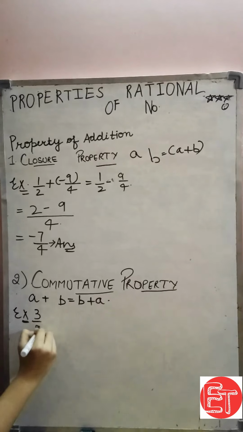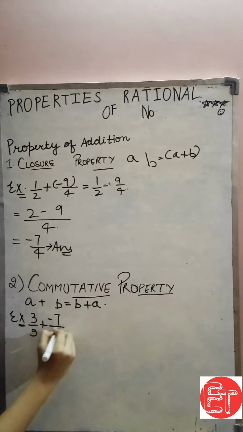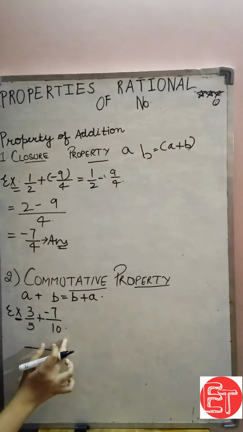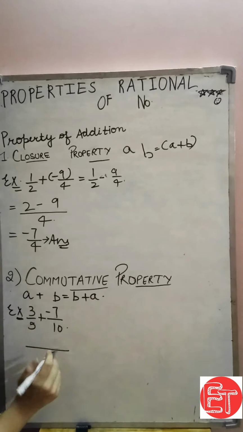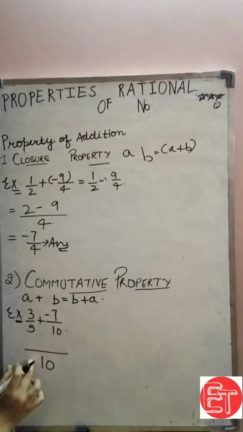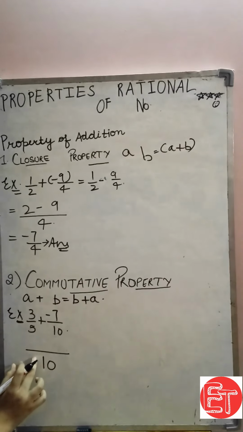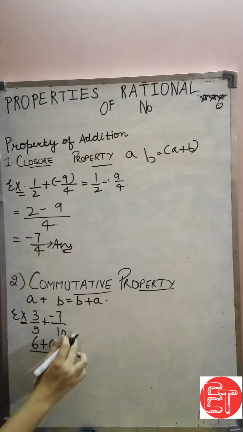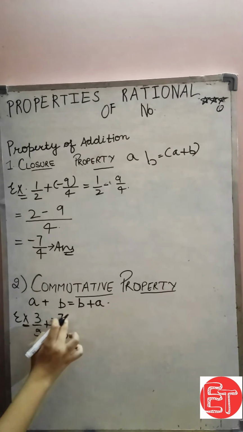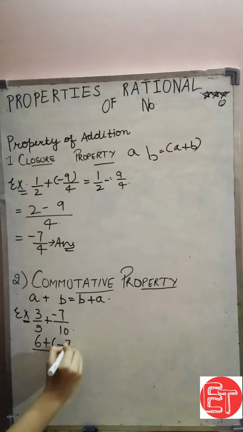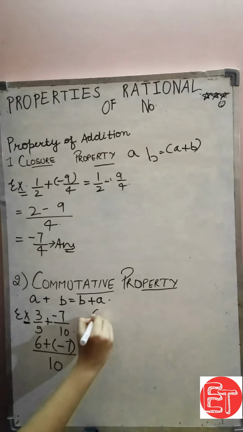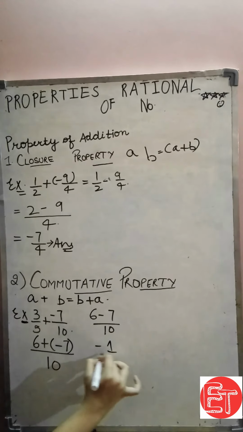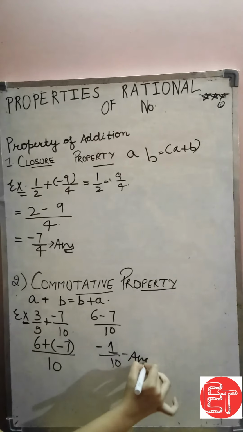So 3 upon 5 plus minus 7 upon 10. Okay. So what is the LCM of 5 and 10? The LCM of 5 and 10 is 10. So 5 2s are 10. Now I need to multiply my 2 into 3. 2 3s are 6 plus minus 10 1s are 10, and I need to multiply 1 into 7. So minus 7. So 6 plus minus 7 upon 10. So what will be your answer? Minus 1 upon 10 will be your answer.